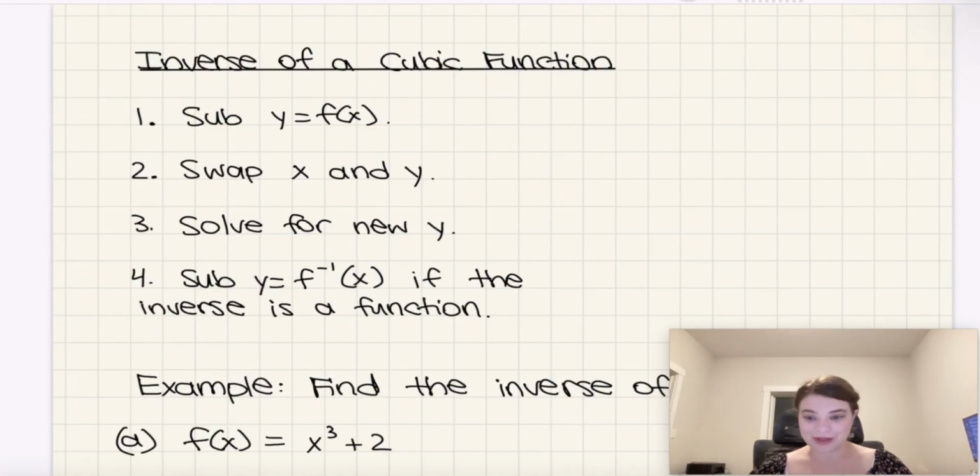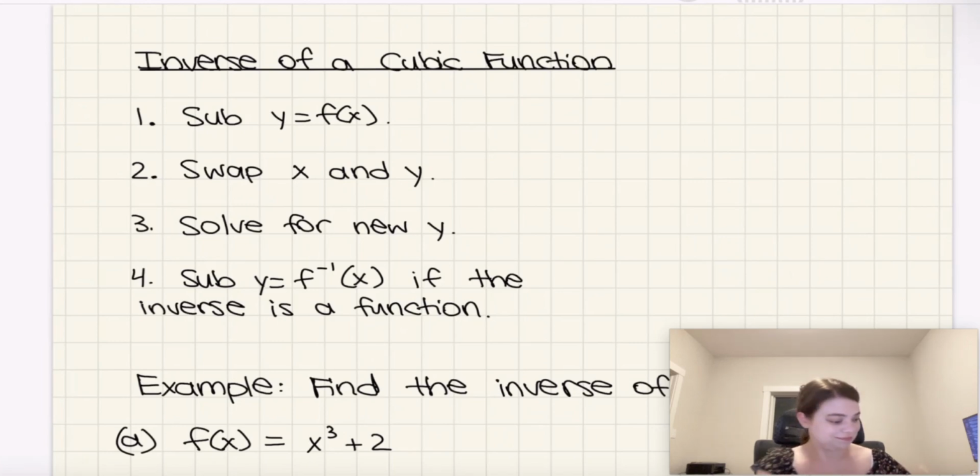Hello everyone, welcome back. Today we are going to be finding the inverse of a cubic function. So quick reminder, how do we find the inverse in general? Well, we start by subbing y equals f of x. Then to actually find the inverse, we swap x and y and then solve for the new version of y by isolating it. Then, last but not least, we sub back in the function notation in the event that the inverse is a function.